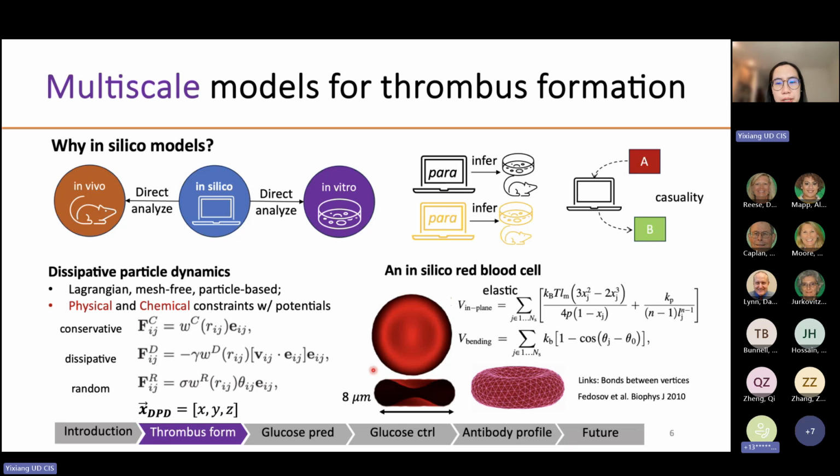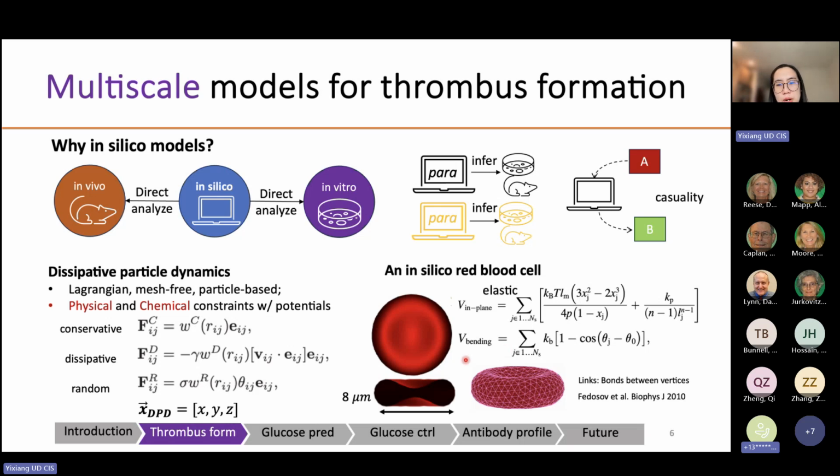For example, I'm showing you a very interesting example of in silico red blood cells that we can represent by the concave shape of red blood cells using this triangulated mesh. So every point will be a dissipative particle dynamics particle, and the links between different particles will be the bonds, which are invisible, between the vertices.